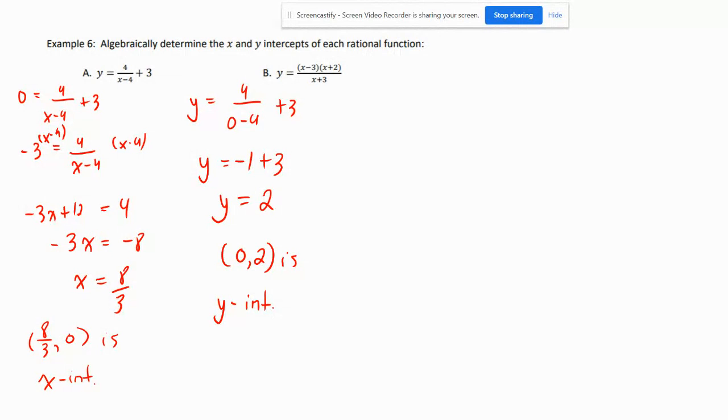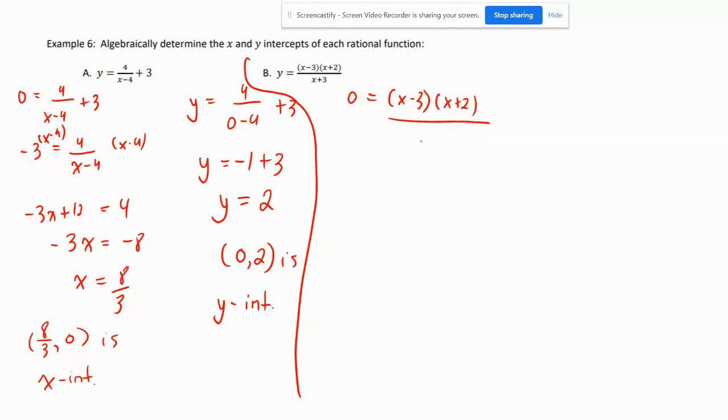Part B is the same thing here. Okay. Guys, I'm going to solve this question a long way here first. I'm going to multiply both sides by x plus 3. x plus 3 times 0 is just 0.